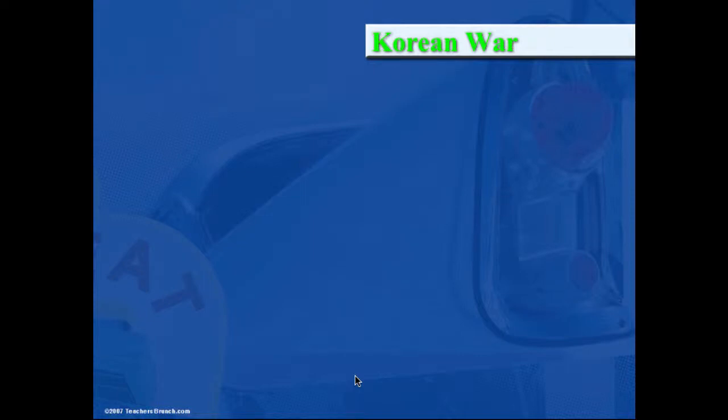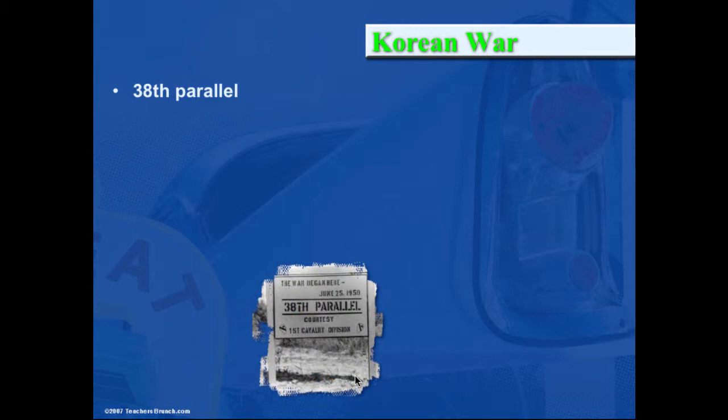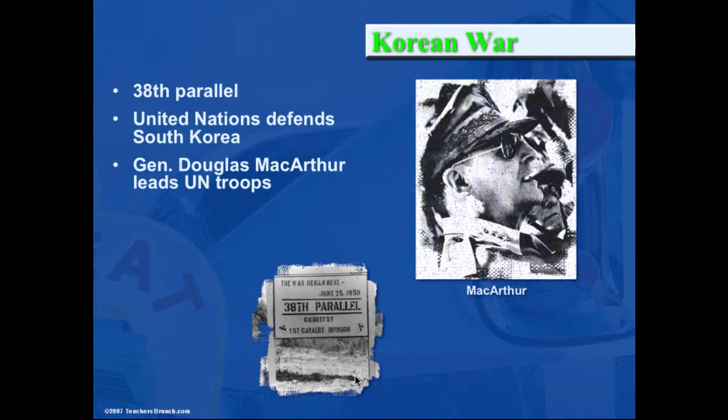So the 20th century reached its halfway point just in time for another war to begin. On June 25, 1950, the Korean War began as North Korean troops crossed the 38th parallel and invaded South Korea. 20 nations got involved as the United Nations moved to defend South Korea, which was a democratic nation. North Korea is communist. South Korea is democratic.